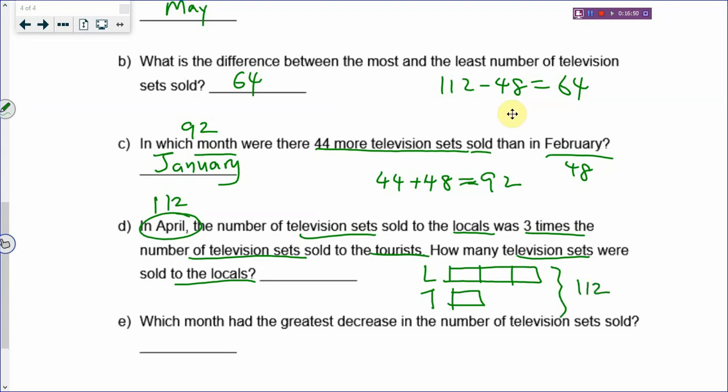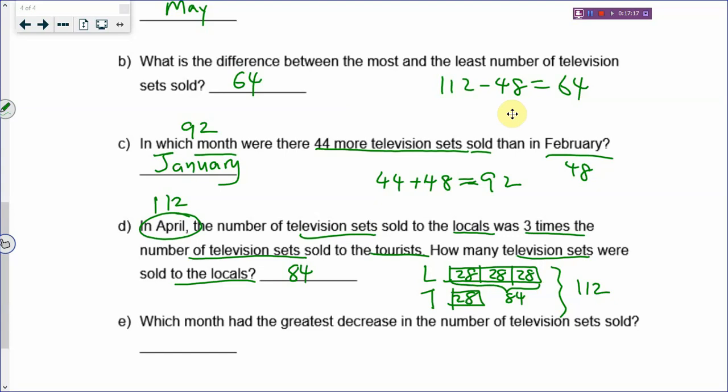So you divide by 4, right? 4 boxes. So 112 divided by 4, every box will be 28, right? And then you can answer how many TV sets were sold to the locals. You take 28 and times 3, right? 28 times 3 and you will get 84 TV sets that were sold to the locals. So it looks hard, but actually it's not very hard, right? It's quite easy to work out actually.